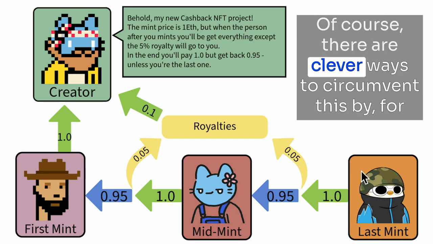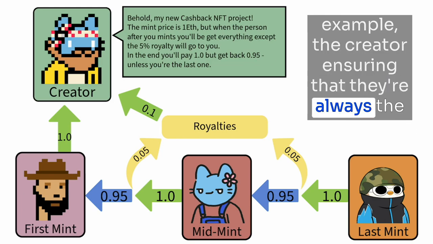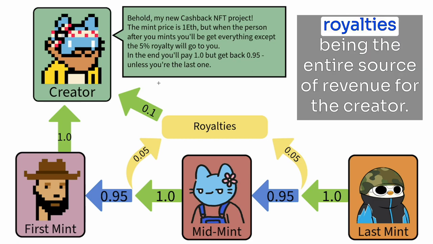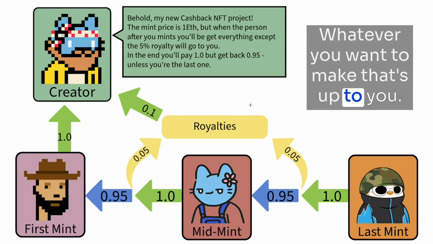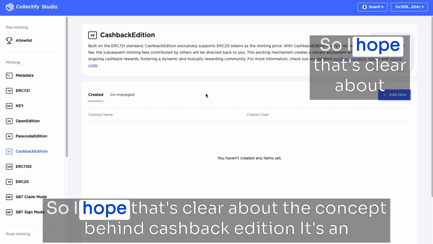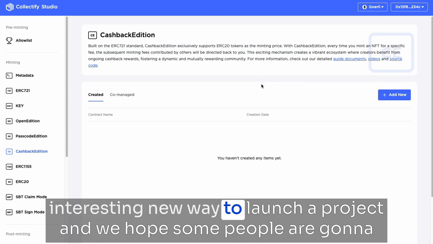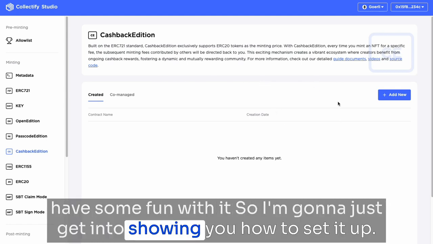Of course, there are clever ways to circumvent this by, for example, the creator ensuring that they're always the final person, thus creating essentially a complete cycle, the royalties being the entire source of revenue for the creator. Whatever you want to make, that's up to you. We just create the tools. So I hope that's clear about the concept behind Cashback Edition. It's an interesting new way to launch a project, and we hope some people are going to have some fun with it. So I'm going to just get into showing you how to set it up.